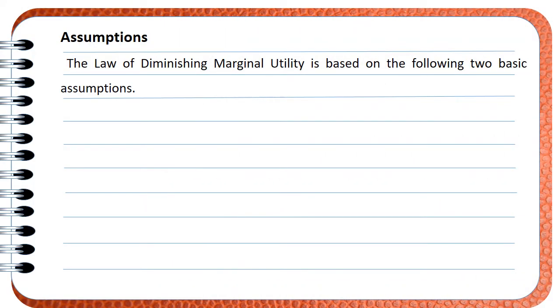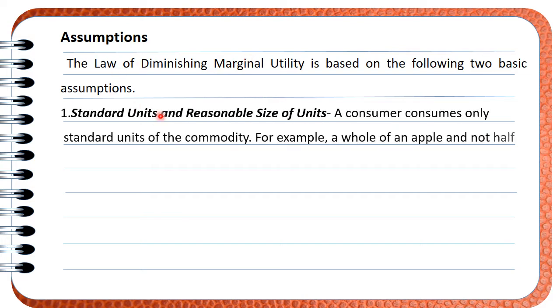Now let us discuss all the assumptions in detail. The first is standard unit and reasonable size of units. A consumer consumes only a standard unit of the commodity. For example, a whole apple and not half of it. Similarly, a glass of water, not a spoon of water.